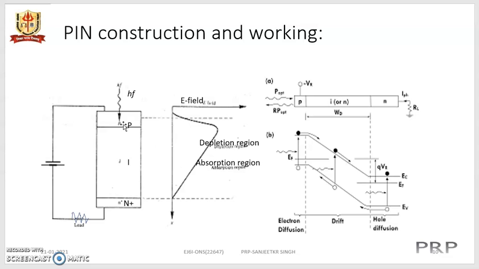Here we have the biasing of the PIN. It is reverse biased, with the positive of the battery connected to the N side and the negative to the P side. This is the incident photon, the depletion region is maximum near the junction, and here the diffusion is less.